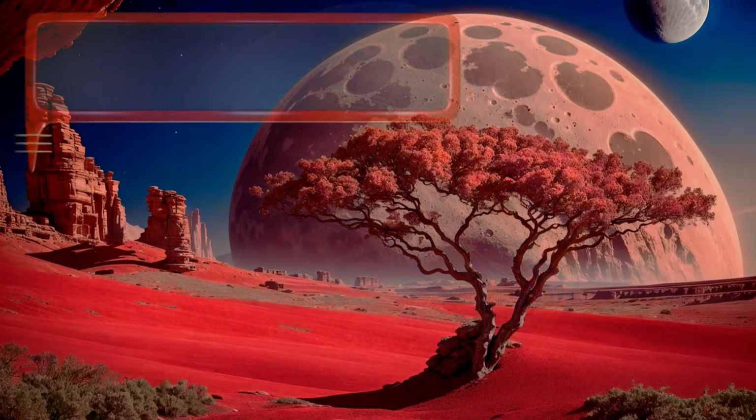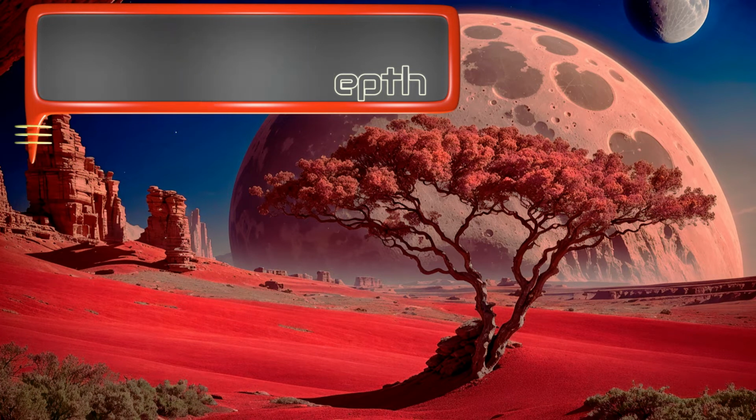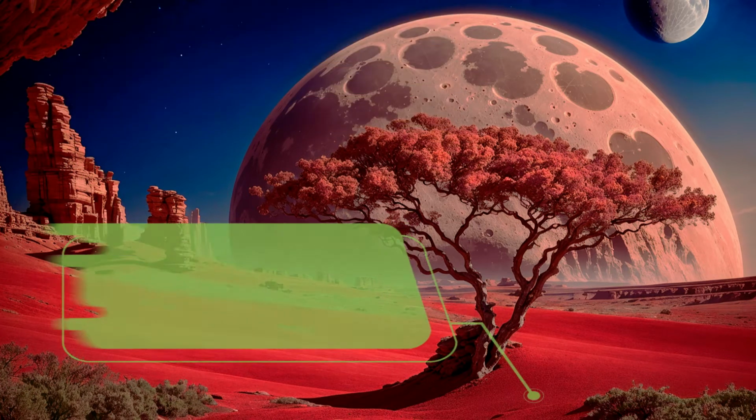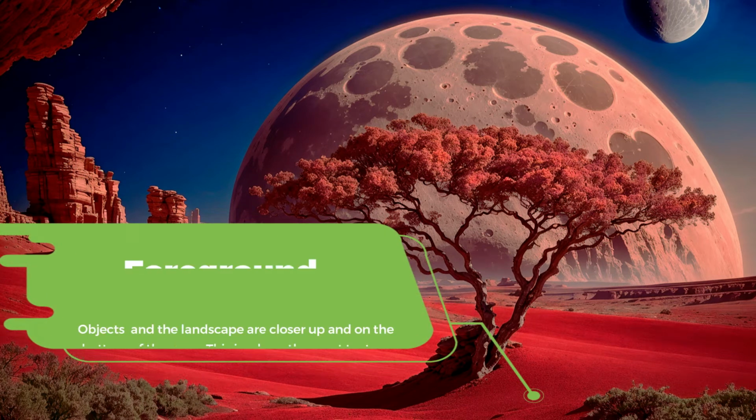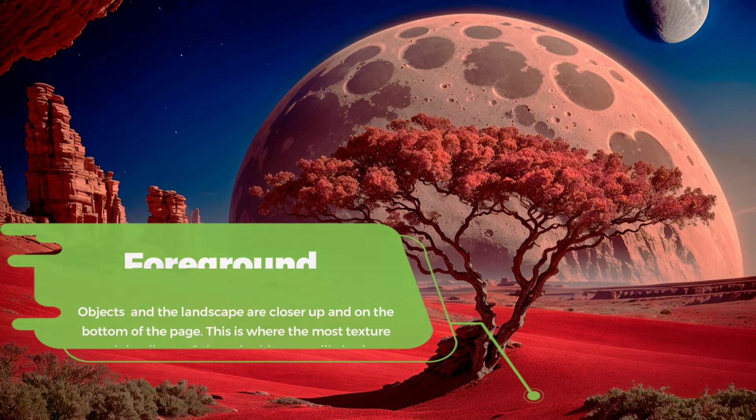Now for step 2, planning for depth. We need to add a foreground where objects and the landscape are closer up and are on the bottom of the page. This is where most of the texture and details are. Colors in this area will also feel warmer and more vivid than the rest of the piece in this spot. Oh, and also objects will be the largest here.